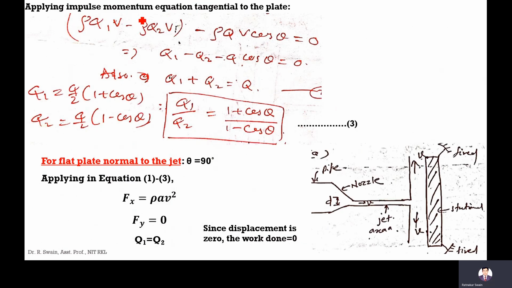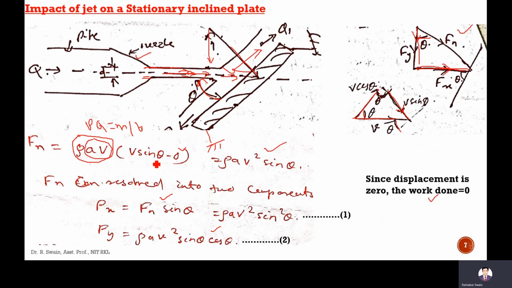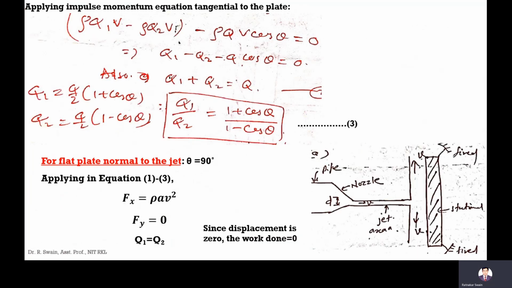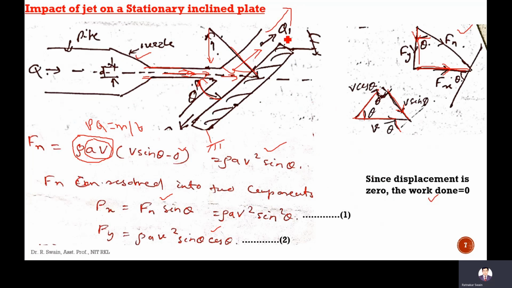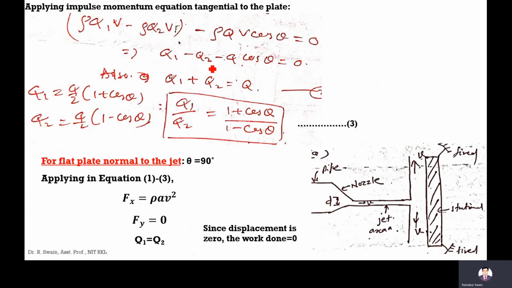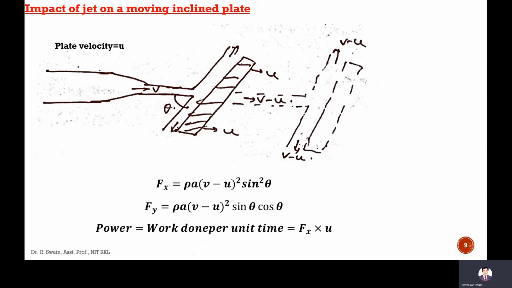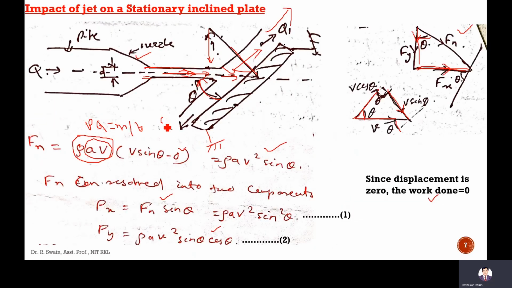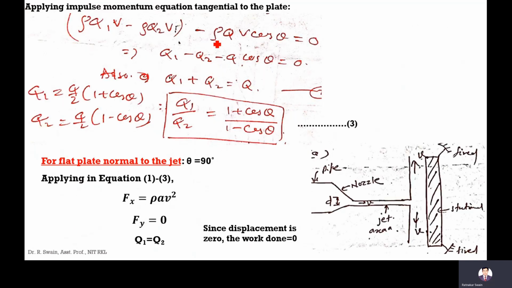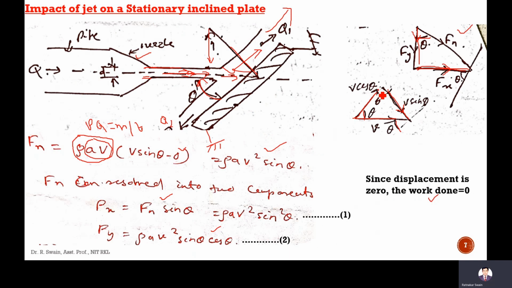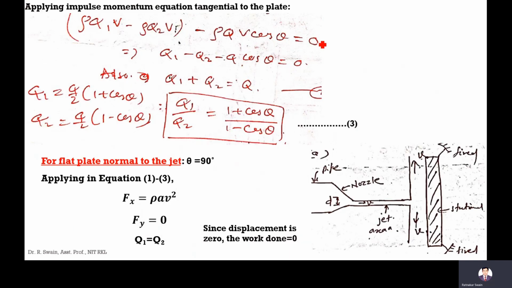Now, if I apply the impulse momentum equation tangential to the plate, meaning the net force is the rate of change of momentum in this direction, then we can write rho Q1, the mass per unit time, into velocity in this direction, minus rho Q2 in the other direction, is equal to minus rho Q v cos theta, since the velocity in this direction is v cos theta. So this is equal to 0.